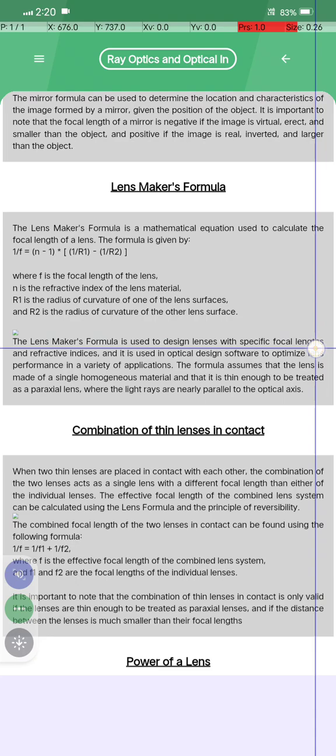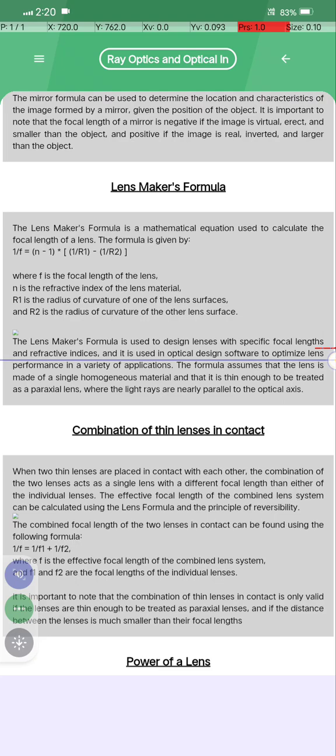and the lens maker formula is used to design lenses with a specific focal length and refractive index. It is used in optical design software to optimize lens performance in a variety of applications.